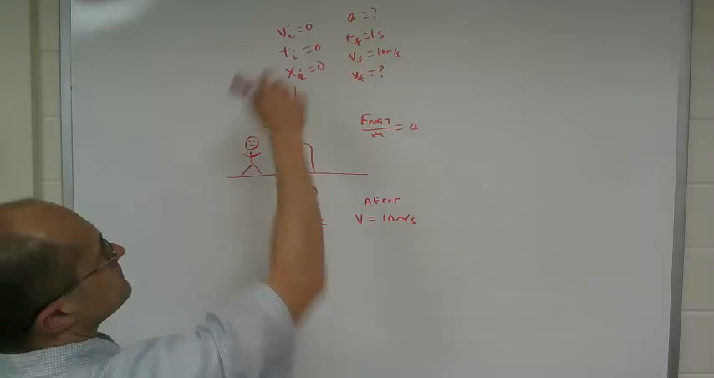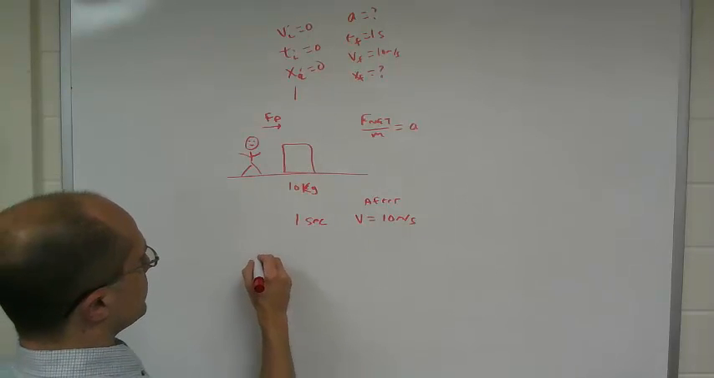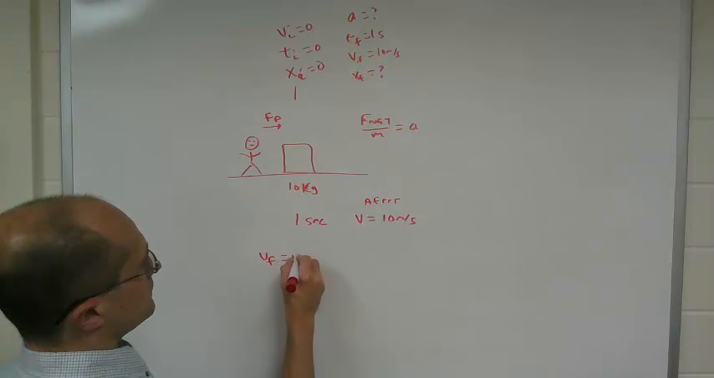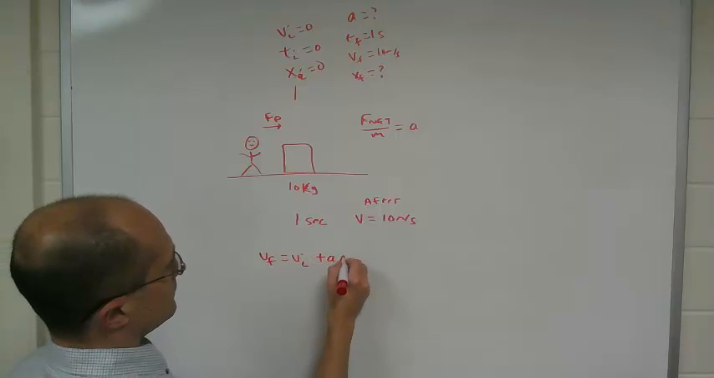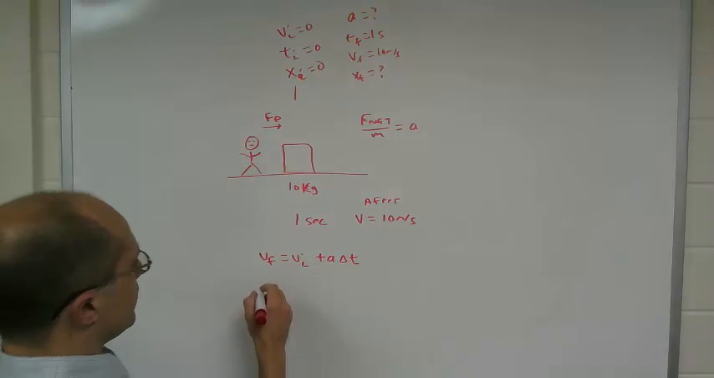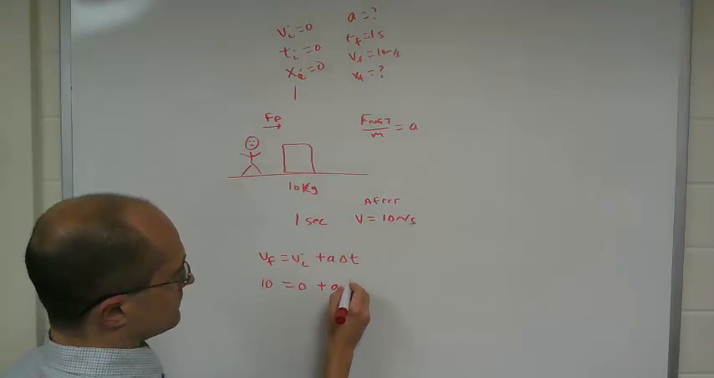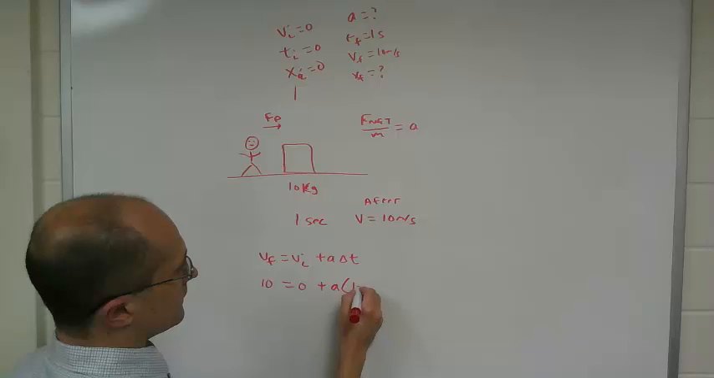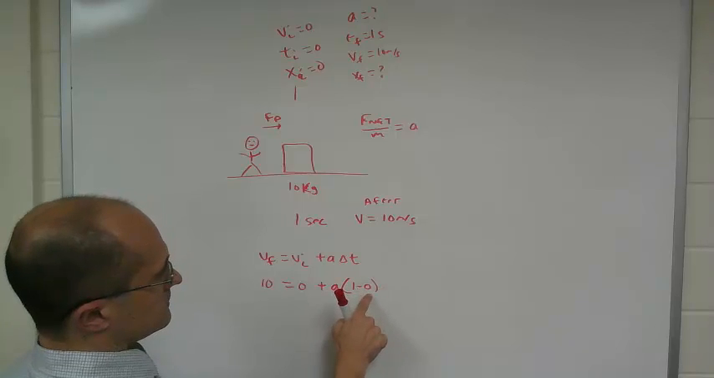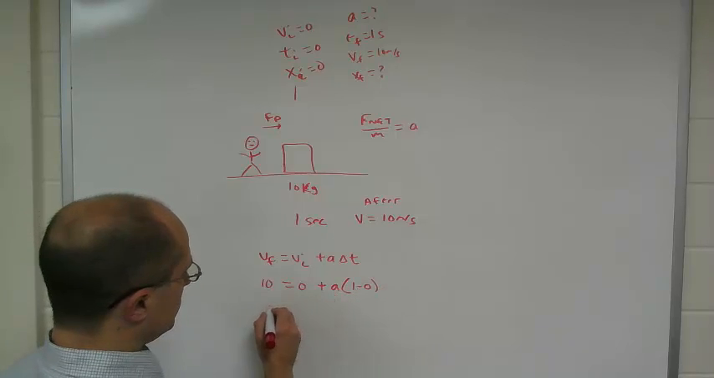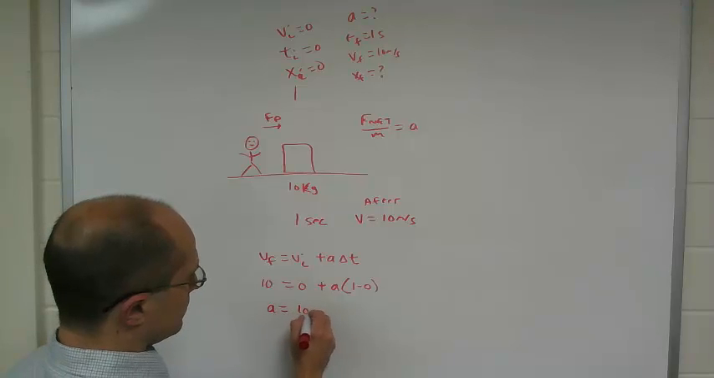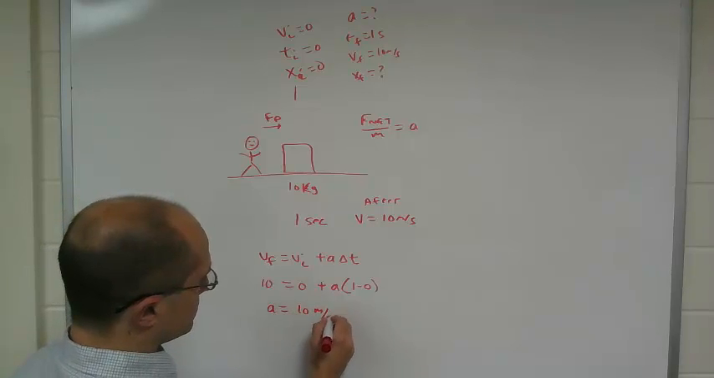We can find our acceleration from the fact that v final is equal to v initial plus a delta t, where v final is our 10, v initial is 0. We have an acceleration, and t final is 1 minus t initial is 0. So we see that our acceleration is 10 meters per second squared.